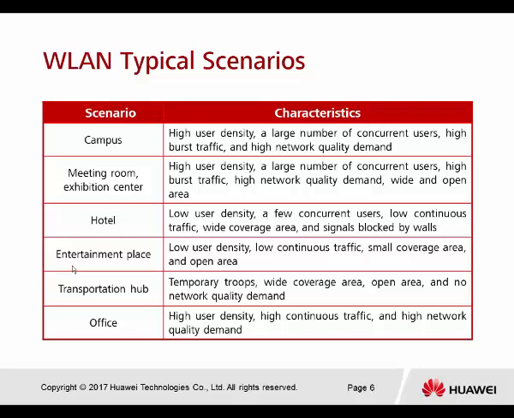Transportation hub. They only have temporary tours, but they require a very wide coverage area, open area, and no network quality demand. There's no importance on quality, because all the guests staying in the transportation hub are just temporary. And the last one is the office. High user density, continuous traffic, and network quality demand. In the office area, you need to make sure of the traffic quality. They have many employees staying in the office, and the traffic is always continuous.